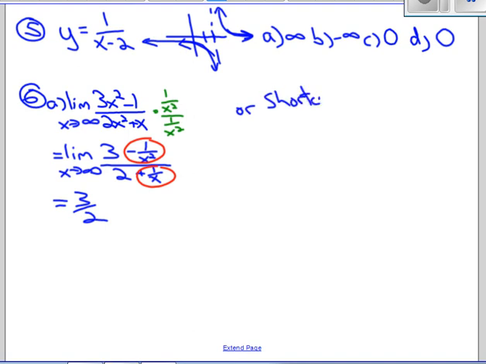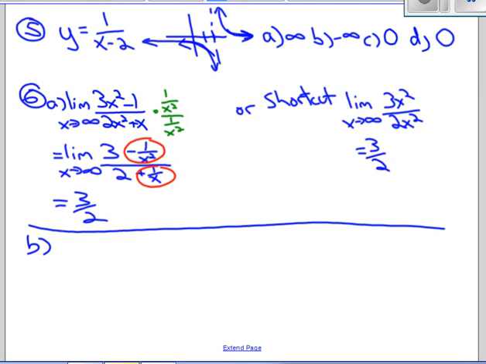Or you can use the shortcut, which is highest power on top, highest power on bottom. And that'll give us 3 over 2. You use the shortcut when we've got a rational function, meaning a fractional function, and we're going out towards either infinity or negative infinity.